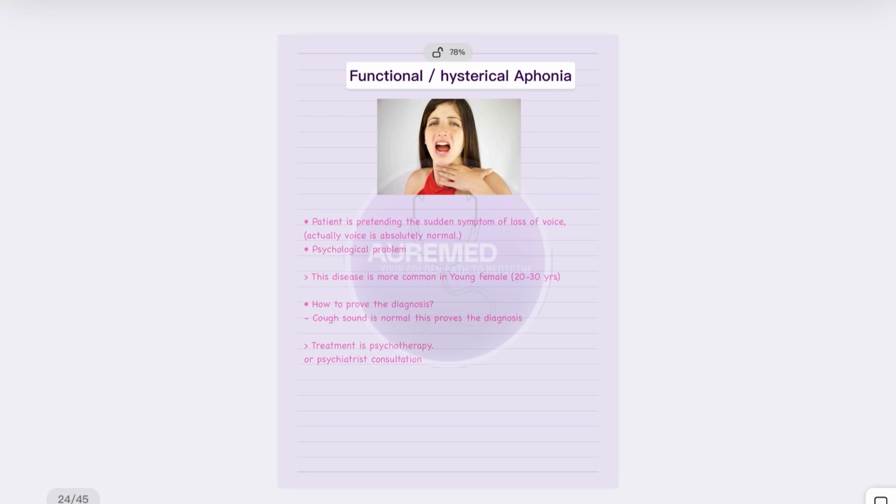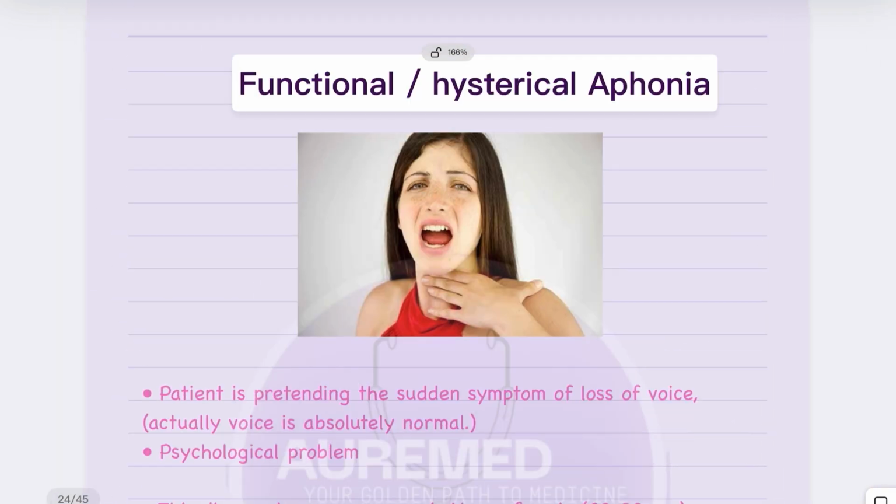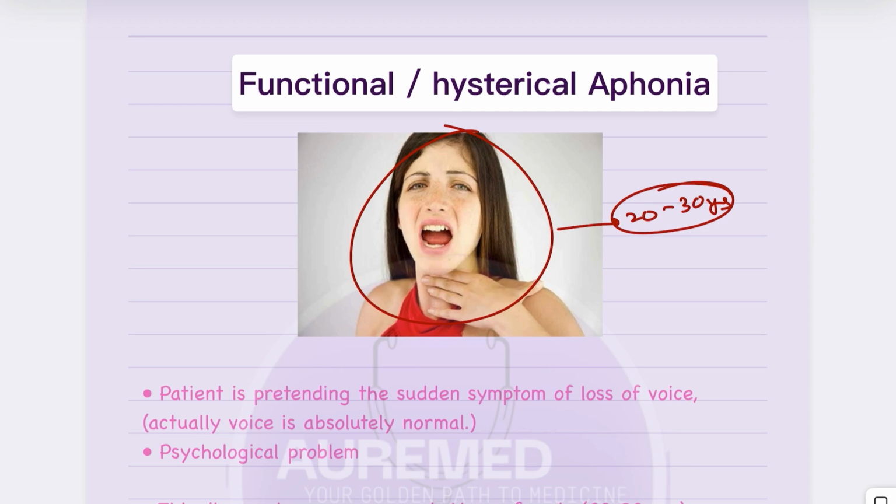The last topic is functional or hysterical aphonia. So here you can see this young girl of age between 20 to 30 years. She cannot speak or she is not able to talk. But what is the reason of this girl not being able to talk? This is because of the psychological problem that the girl has.